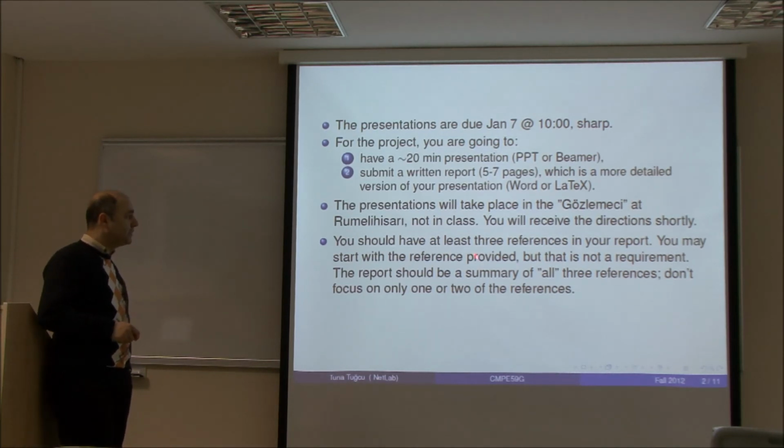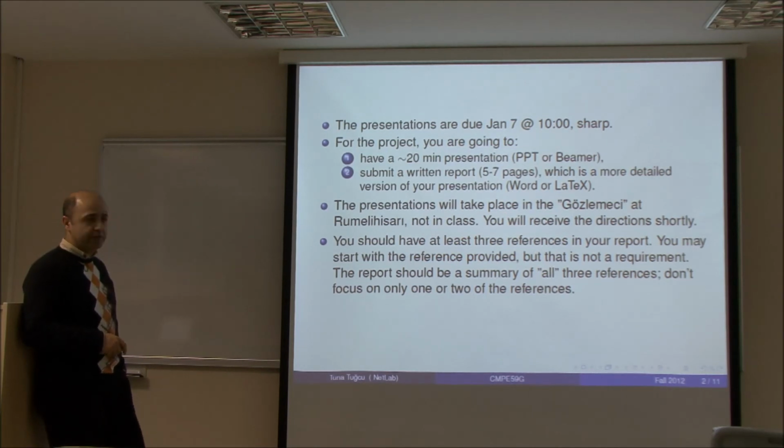The report should be a summary of all 3 references. I'm not expecting you to implement anything. This is just a survey. But you should read those references yourself, understand them, and summarize them together. It shouldn't be like, okay, I read 3 of them, and here's the summary of 1 of them. Okay? So it should be all about the 3.